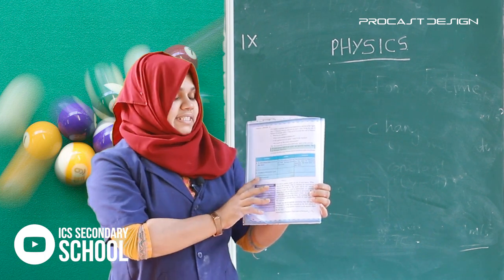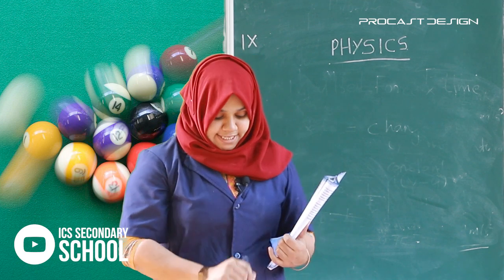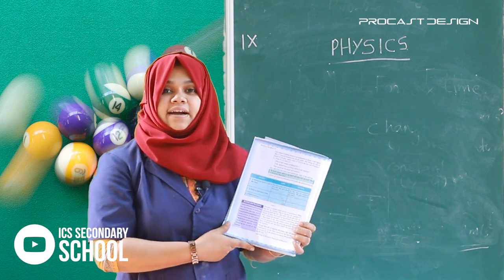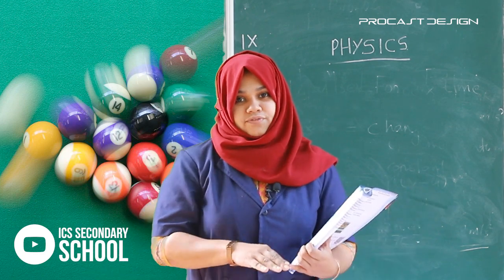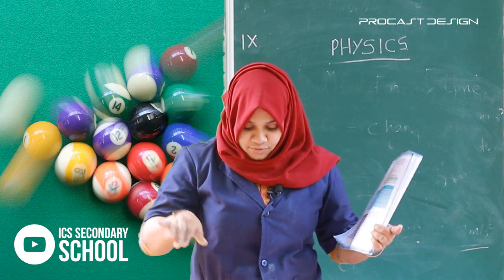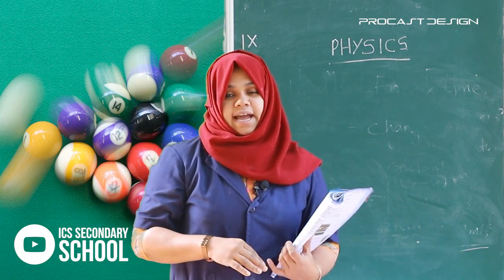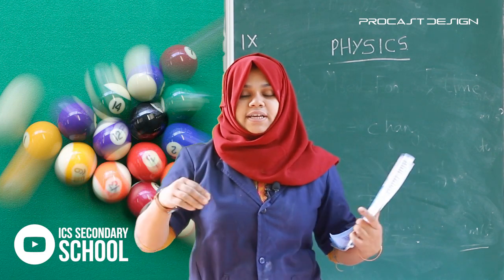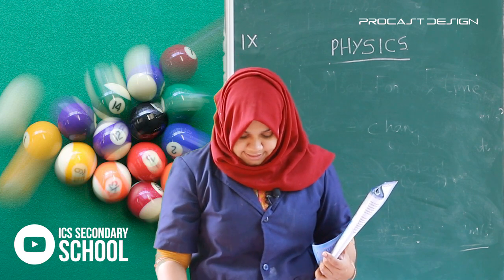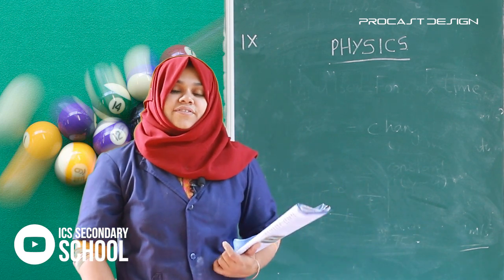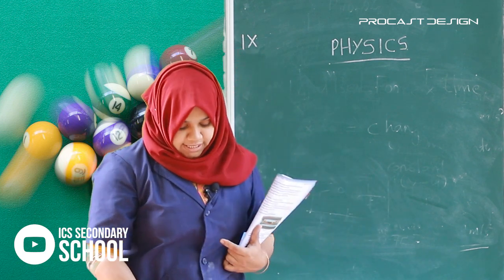Then what is the third situation? A boat is rowed. What is the action here? Water is pushed backward. At that time what is the reaction? Yes, the boat moves forward. Action is water moved backward, and the boat moves forward. That is the reaction. Here we can see that every action has an equal and opposite reaction.